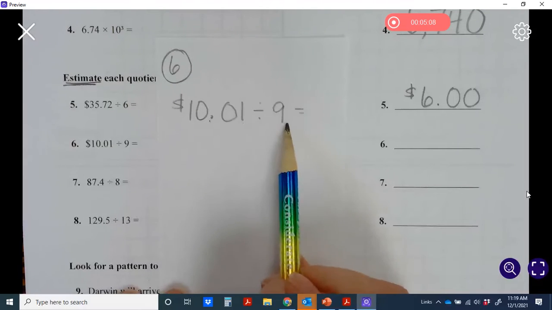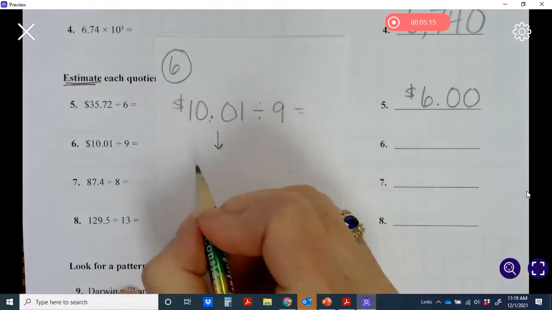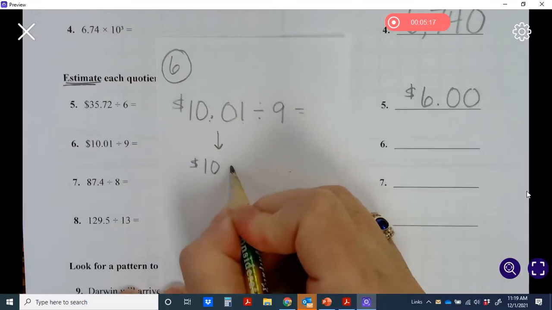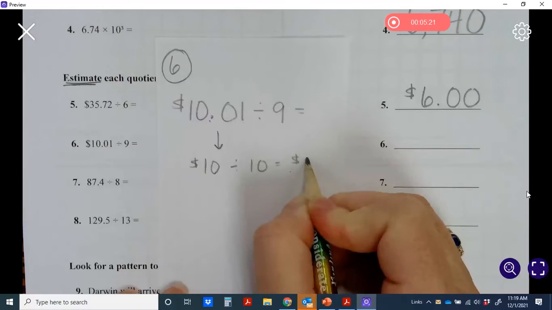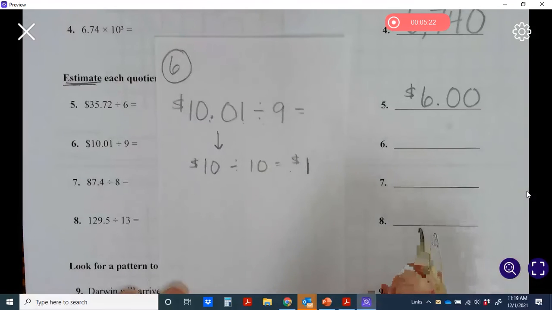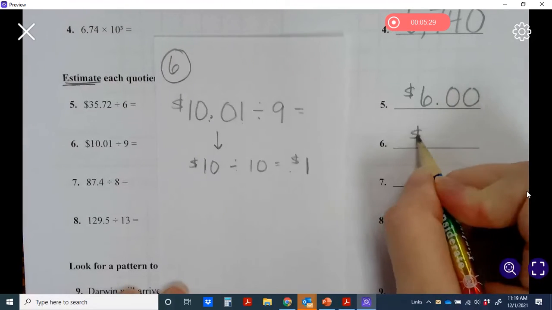Okay. Now for this problem, we have $10.01 divided by 9. Again, there's many ways to estimate. One way that I would estimate here is I probably would do 10 divided by 10, and I would just get 1, okay? Yeah, that's probably what I would do.